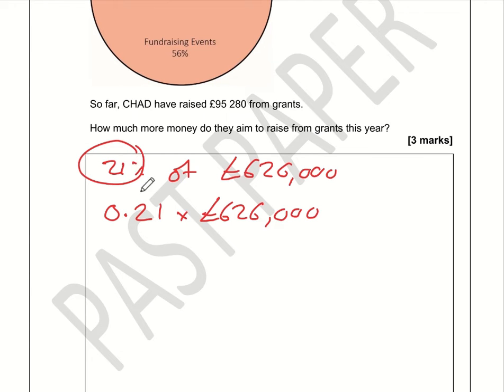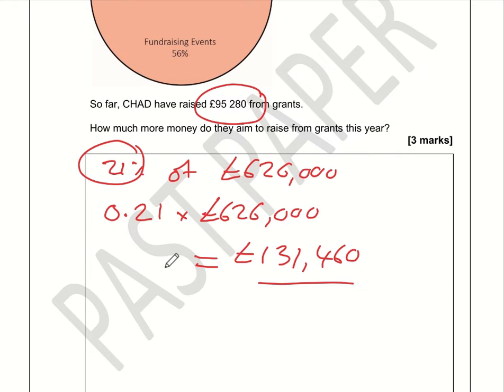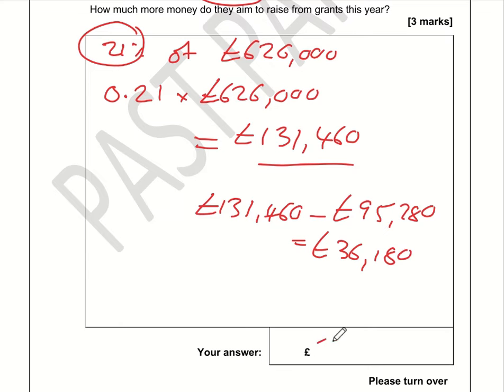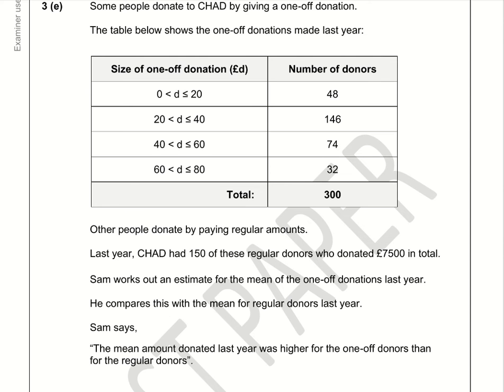It's this number here divided by 100, and 0.21 times 626,000 is 131,460. So of the total, this is the amount they expect to receive, but they have already received £95,280. So what we need to do is 131,460 minus the 95,280, so we can work out the difference, which is the shortfall, and that comes to £36,180.